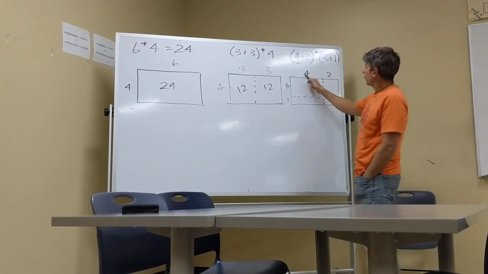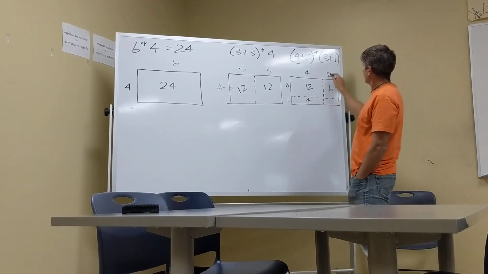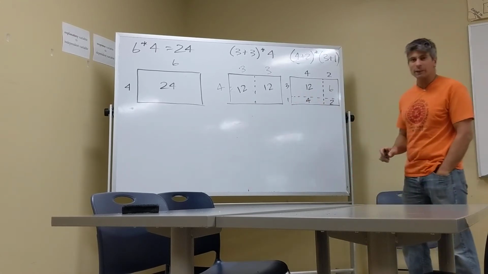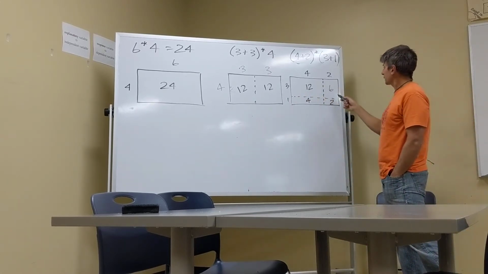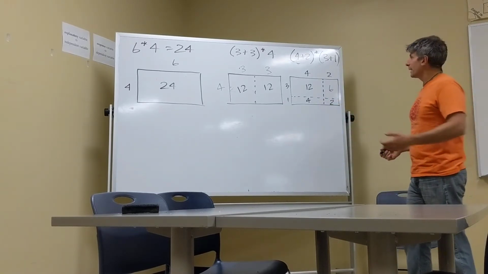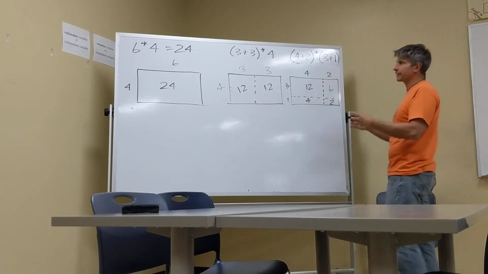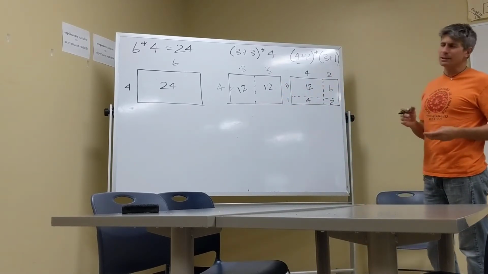So you've got 4 times 3 is 12. 4 times 1 is 4. 2 times 3 is 6. And 2 times 1 is 2. If you add all these up, 12 plus 6 plus 2 plus 4, you get 24 again. So it's really just a way of breaking up the rectangle that represents the product of the two numbers into pieces. And you can get really crazy.